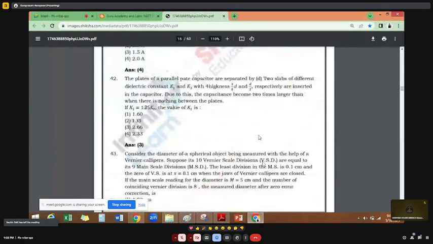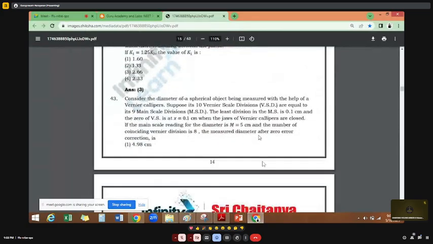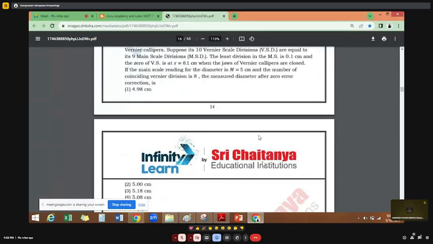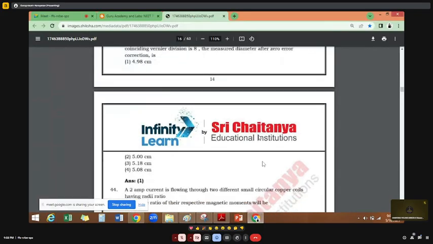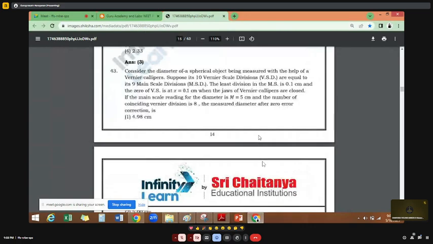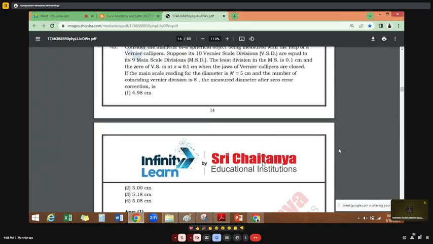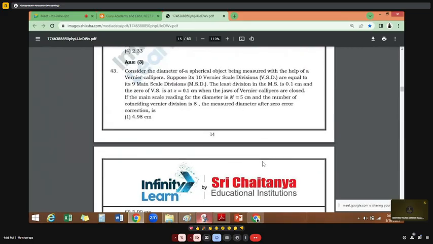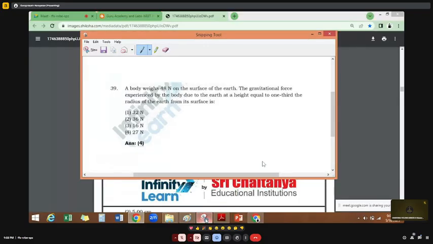Twelfth portion. This is a Vernier-based question. Very often they'll ask you this Vernier-based question, which I don't think many of you study in the theory when you study the 11th portions.